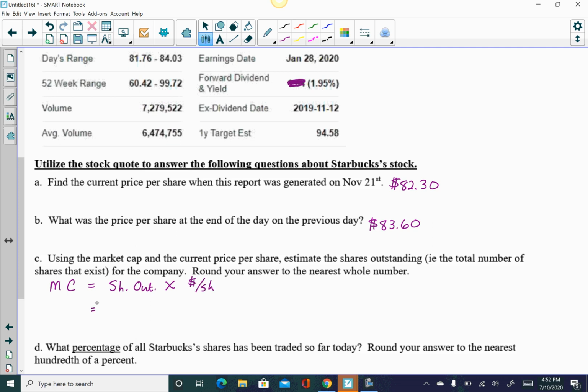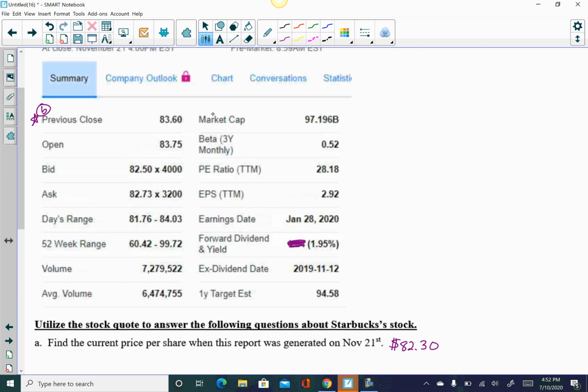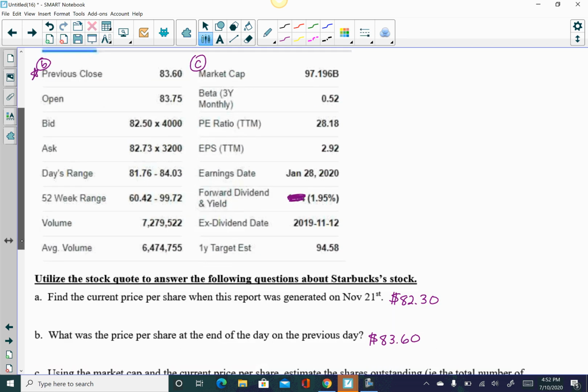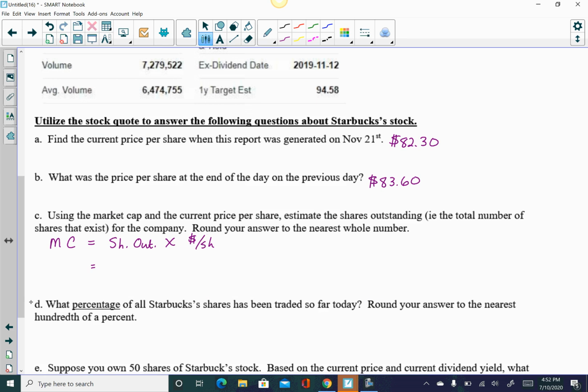So the market cap is up there at the top, and that's 97.196. So is this part C? Yes, this is part C. We're going to be using this for part C. The market cap is 97.196 billion. So I need to give myself a little bit more room here. Let me move this over so I can keep it lined up.